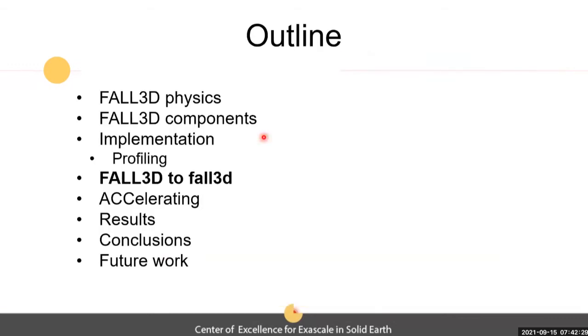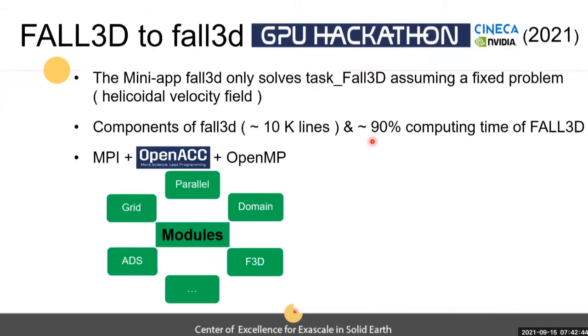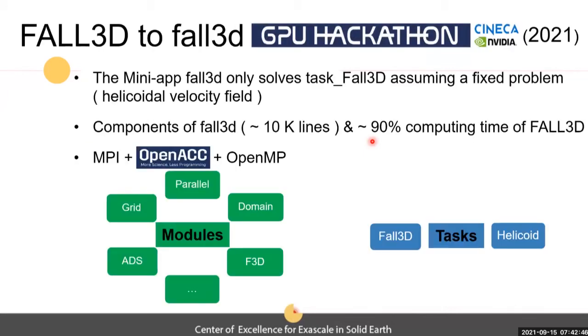So a MiniApp, which includes circa 90% of the computing time for the full FALL3D, was developed with a twofold purpose and context. I'll explain it further in the following slides. The MiniApp FALL3D only solves a task FALL using a fixed problem, which is a helicoidal velocity field.